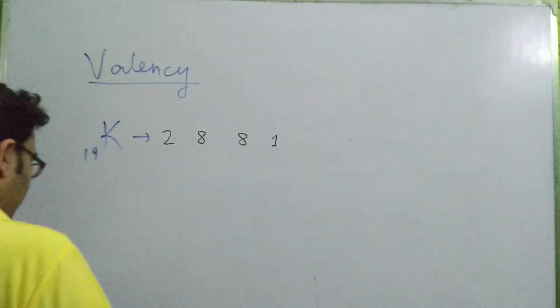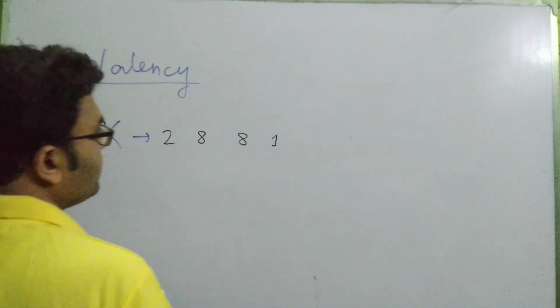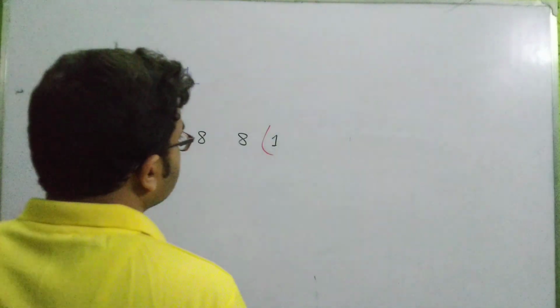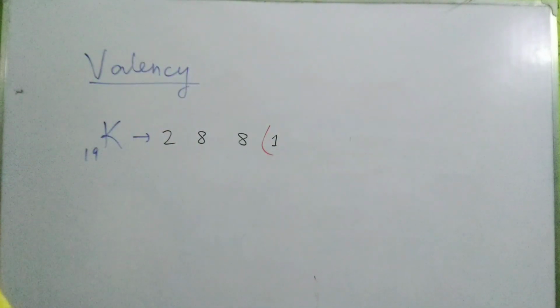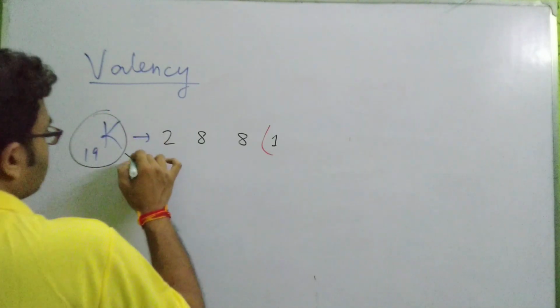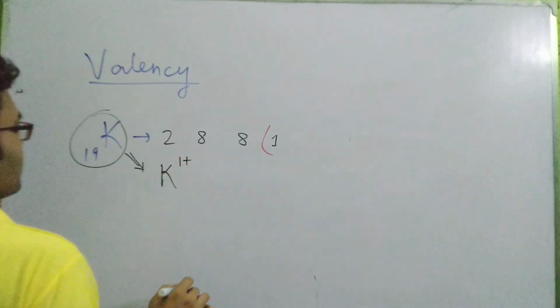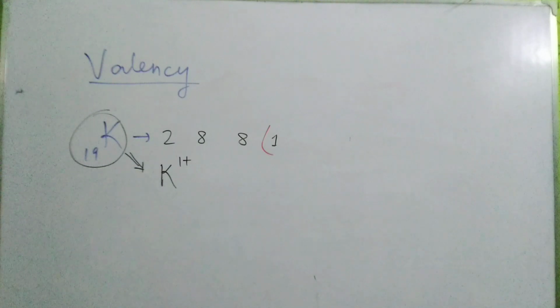So what happens? It basically removes this one extra electron. After removing the one extra electron, it has 19 protons, but instead of 19, it has now 18 electrons only. Then this potassium atom has a positive charge, excess 1 positive charge, and hence it is written as K1 plus. So it has a valency of 1 plus.